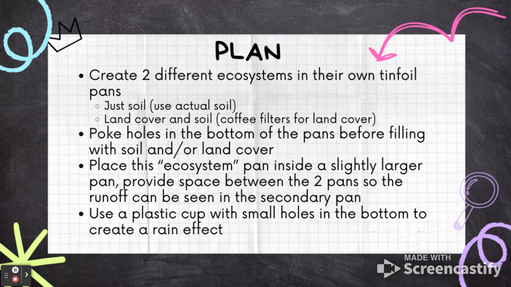Before filling these, I did poke holes in the bottom so that when I poured the quote unquote rain over it, it had a place to go. The runoff could actually drip through and wouldn't just soak in the pan. I placed these ecosystem pans inside the turkey size pans so that when the runoff was occurring, the infiltration was dripping down to a whole other pan and there was a couple inches separating the two. So I could see the drips and I could see the depth of the runoff.